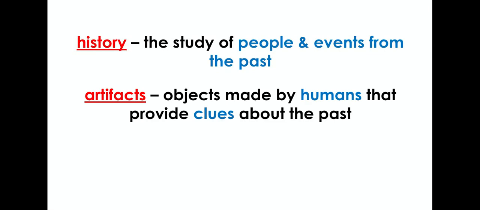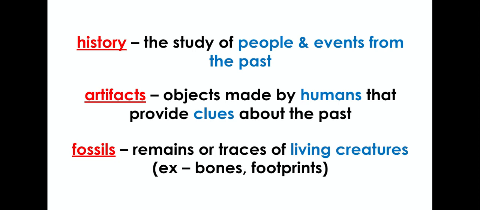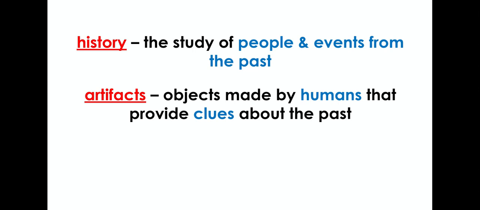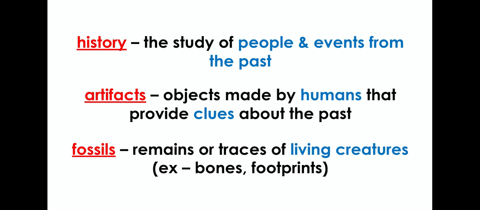One way is to study artifacts. Artifacts are objects made by humans that provide clues about the past. Now, artifacts could be anything. I didn't put them in there. I will give you some examples in a second. But artifacts are things made by humans. This is not a real important distinction. You can learn things about history from fossils as well. Fossils are remains or traces of living creatures such as bones, footprints, etc.